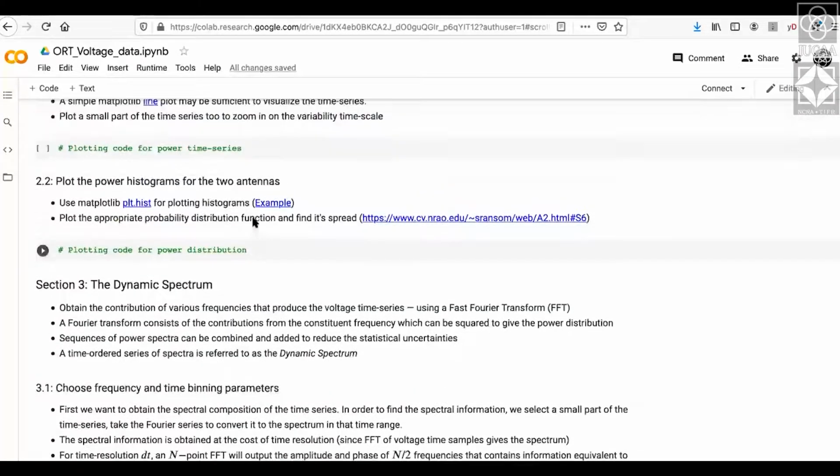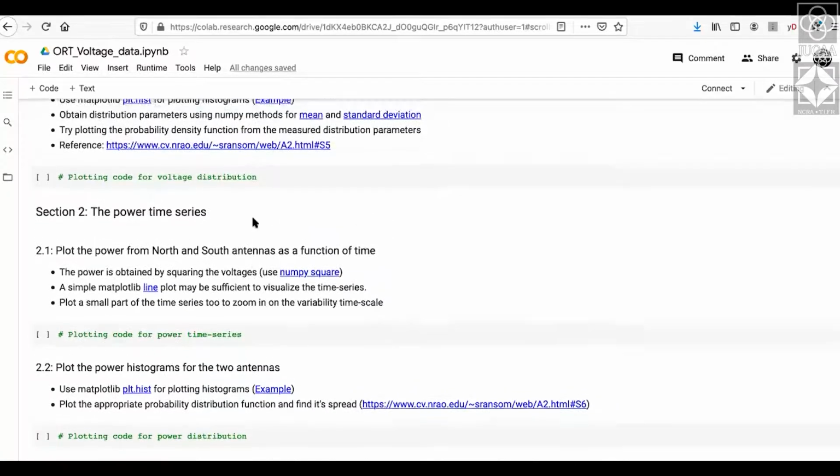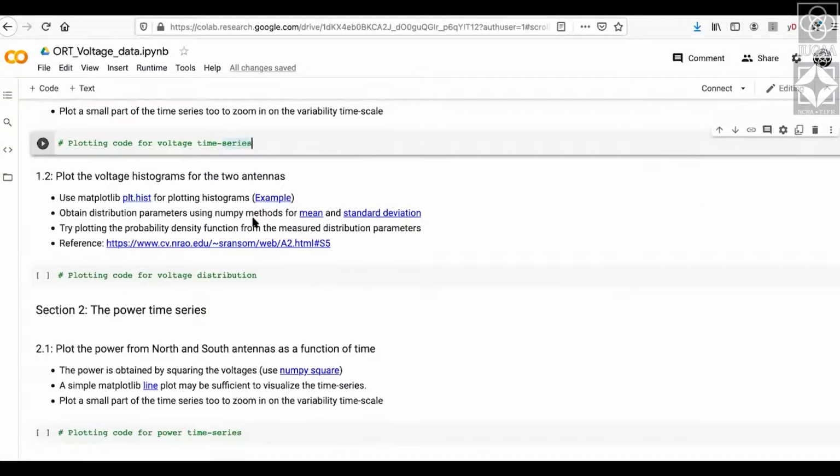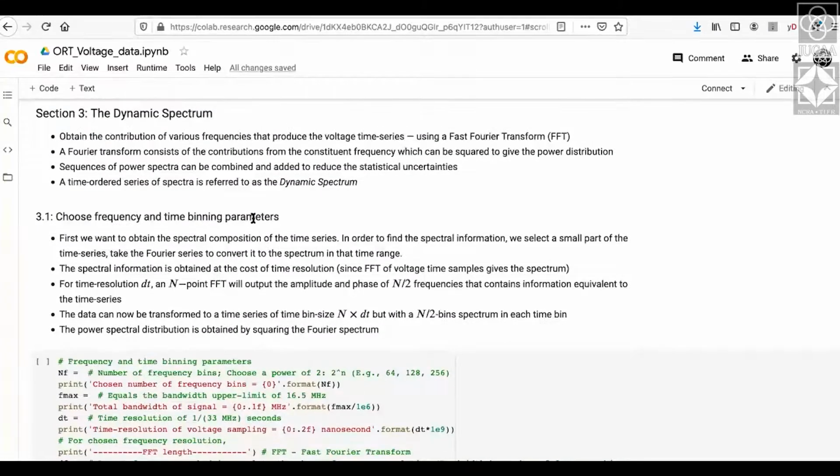Now, even before that, I should tell you how to get the spectrum. So what you can do is, you have these voltage data that is varying in time, and you'll have to select an appropriate number of these voltage samples and Fourier transform to get the spectrum in that particular time bin.